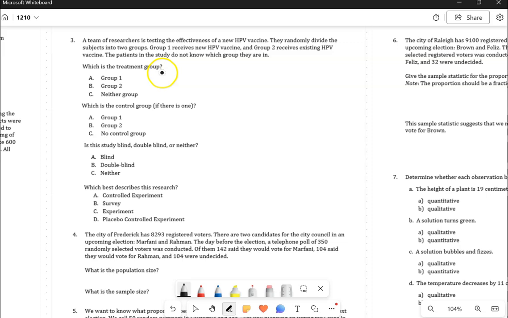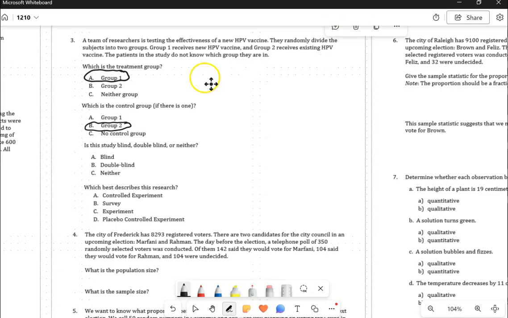So the treatment group, when you are doing a new type of vaccine, you can't really do a placebo because that's unethical. You already have a treatment that works, the existing HPV, so the existing or current level of care is the control group. So group 1 is the new, group 2 existing. The treatment group is group 1, the control group is group 2, the standard care.